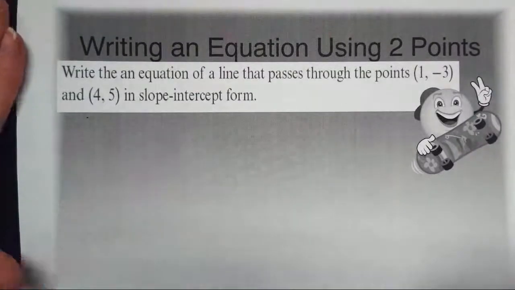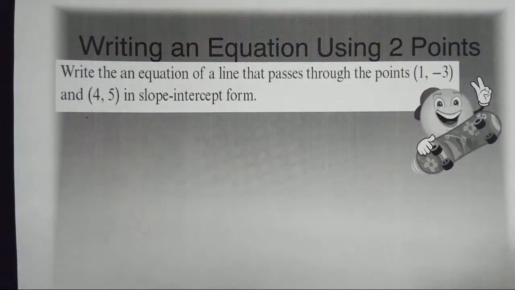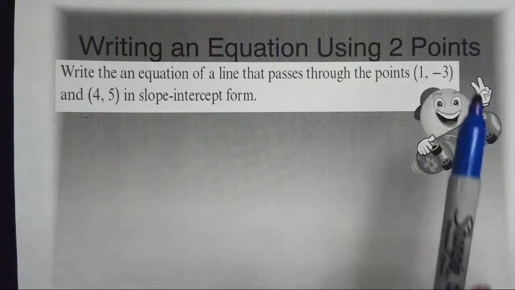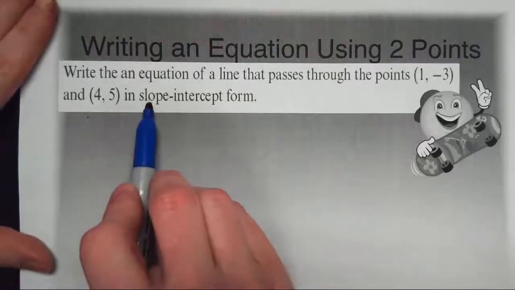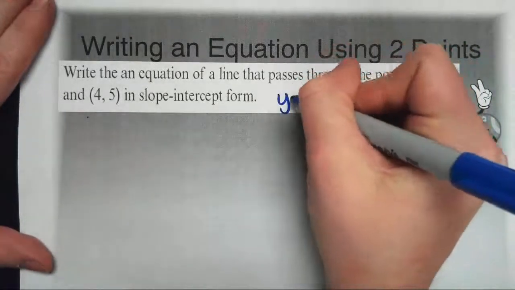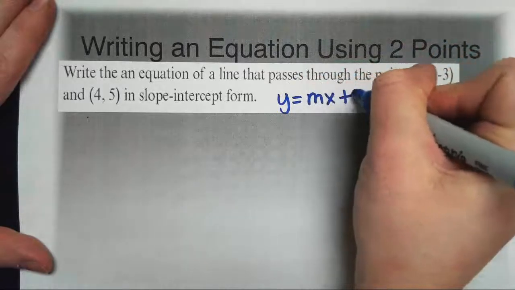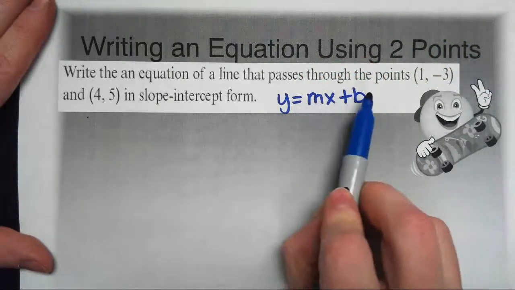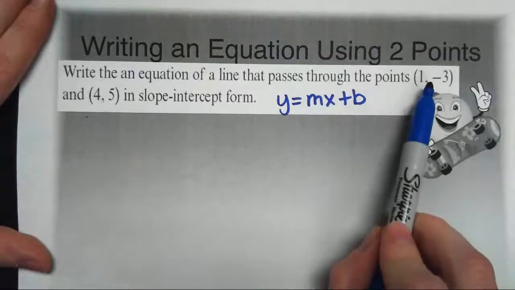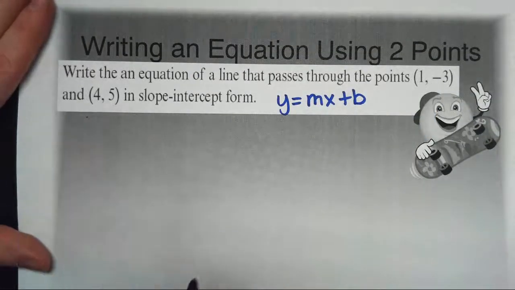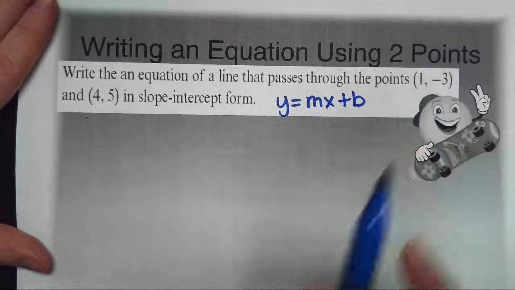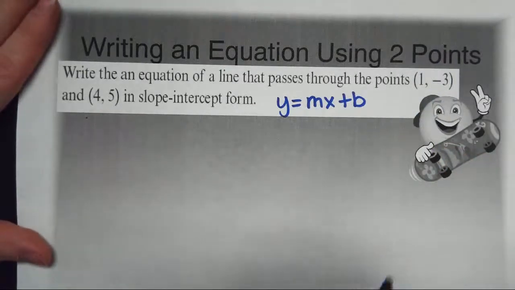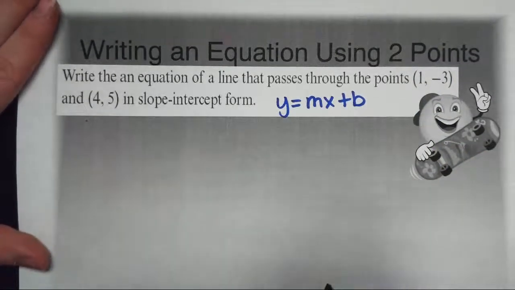Here's another example that needs to be in your notebook. Here we want to write the equation of the line that passes through the points (1, -3) and (4, 5) in slope-intercept form. Now, we want slope-intercept form, which is y equals mx plus b. m is the slope, and b is the y-intercept. Notice that here we don't have the slope, and we don't have the y-intercept. We actually have 2 points, and neither one of them is the y-intercept. We would know they were the y-intercept if the x was 0. So we're actually going to use point-slope form to finish this.